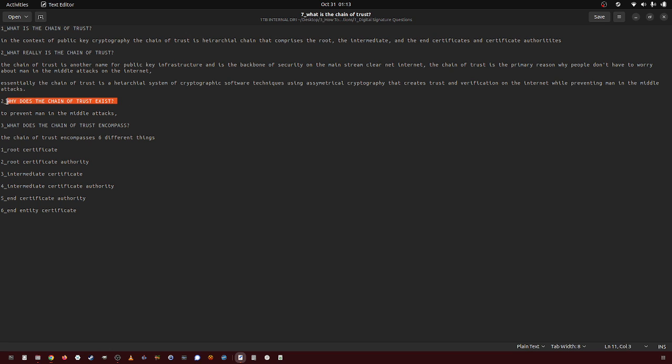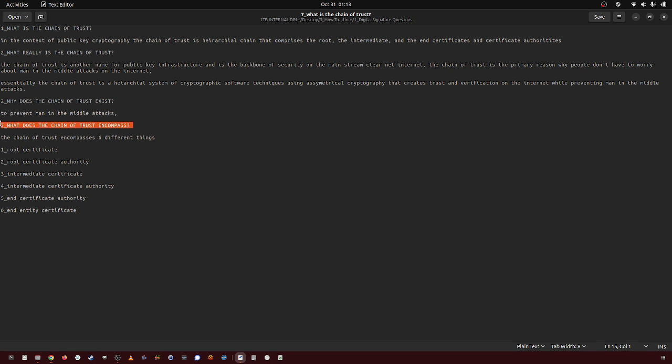Why does the chain of trust exist? The same reason that public key infrastructure and root and intermediate and end certificate authorities and certificates exist, to prevent man-in-the-middle attacks. There has been this entire asymmetrical cryptography system that has been invented to prevent specifically man-in-the-middle attacks. Man-in-the-middle attacks are humongous problems. They're absolutely titanic problems, and they require an entire infrastructure to solve.